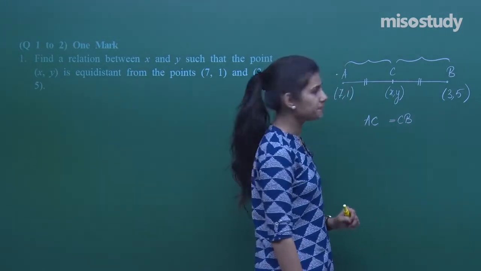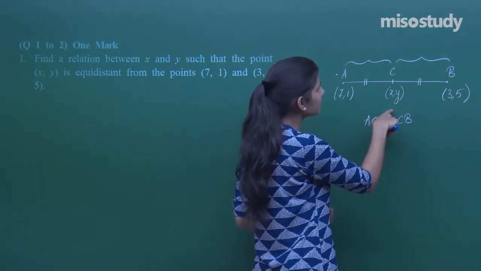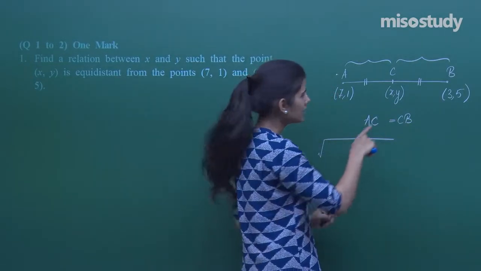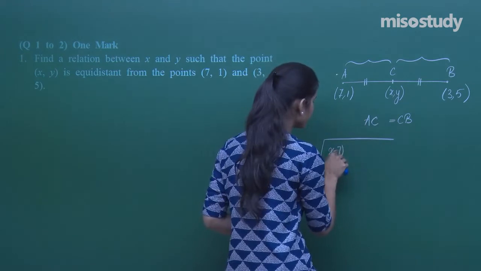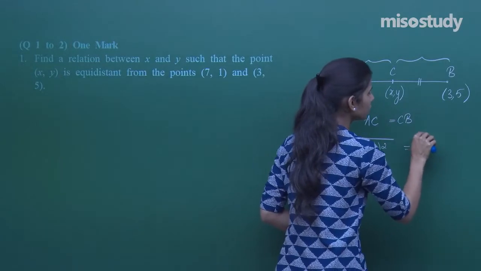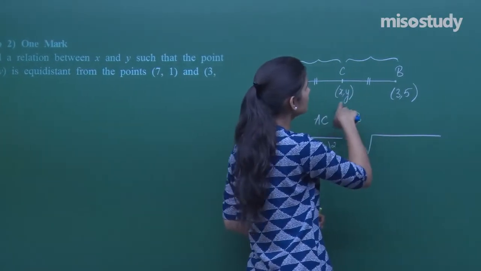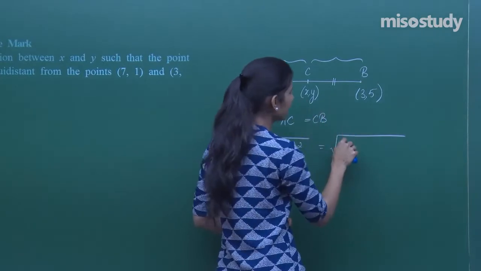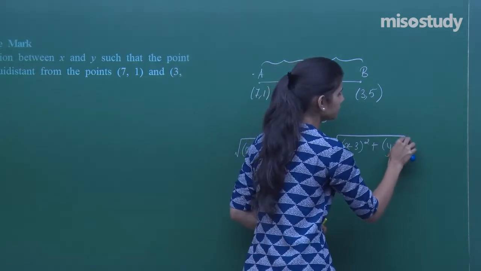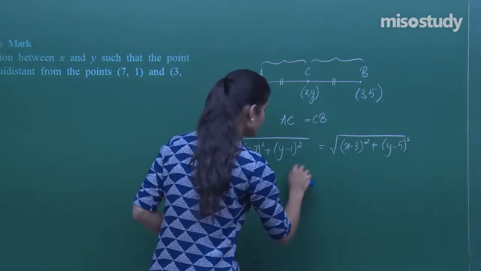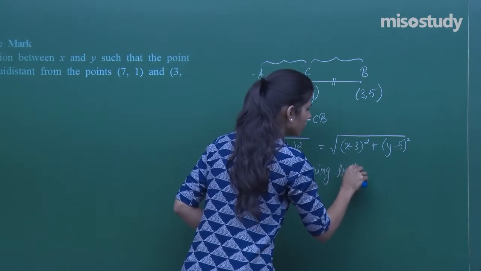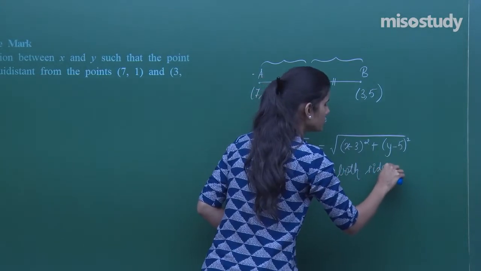So what do you get from here? What is the length of the line segment AC, or the distance between the points A and C? By the distance formula, you know it is equal to under root (x minus 7) whole square plus (y minus 1) whole square, is equal to under root (x minus 3) whole square plus (y minus 5) whole square. Squaring both sides so that you get rid of the square root. On squaring both sides, what do you get?